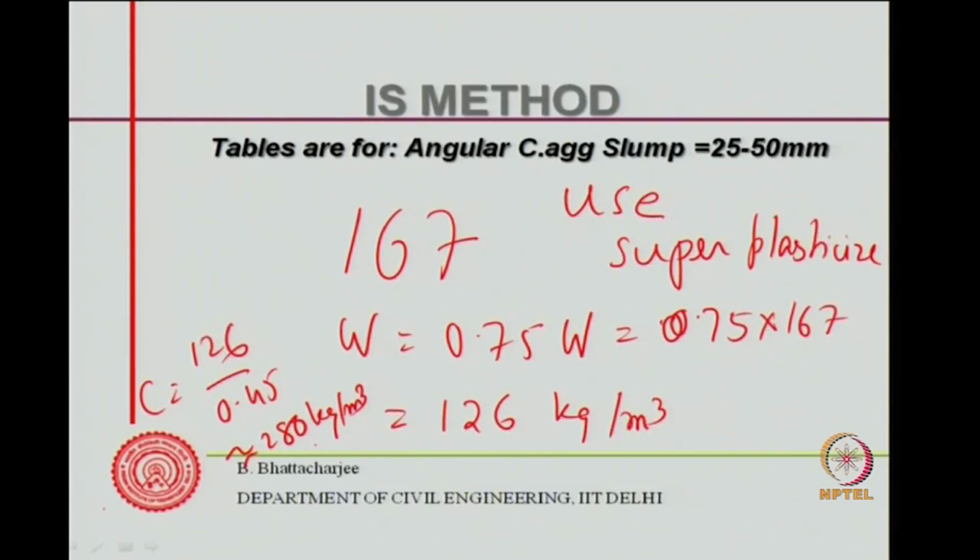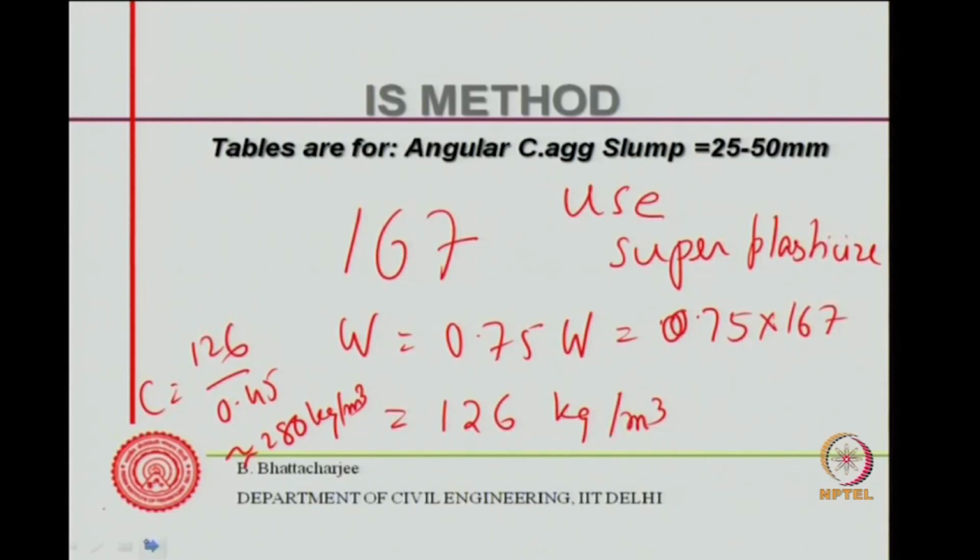So you see, you have a saving in cement as well. Water is less, cement is less. That is why I wanted to show that if you use superplasticizer, for the same workability you can save on cement, which we have seen earlier when we were talking about admixtures.